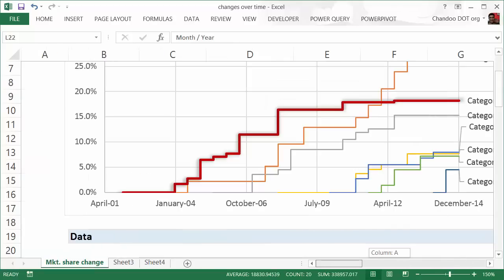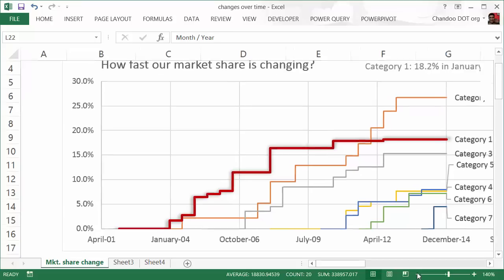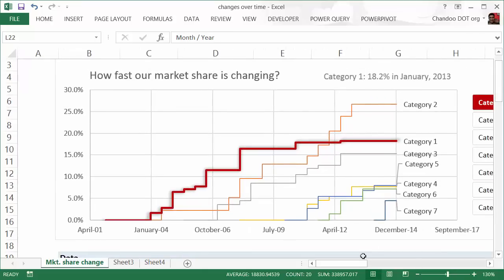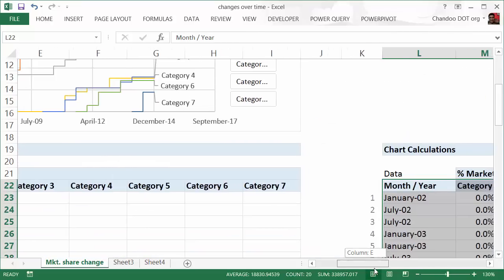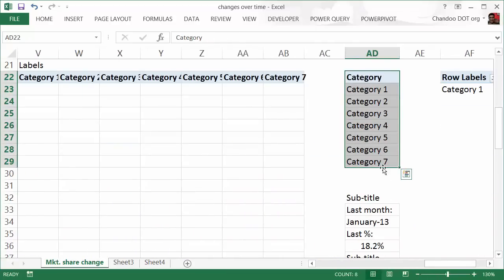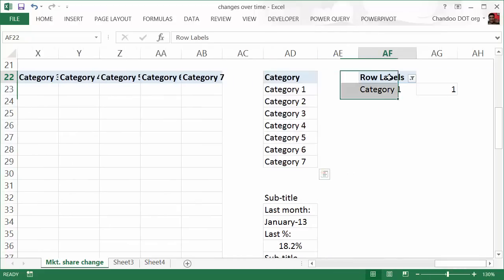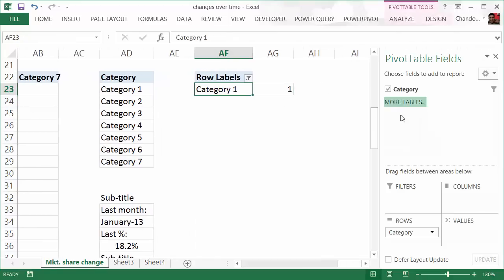So we create a stepwise chart that has 7 steps, one for each category. But what about the selected category in the slicer? Well, that's simple. What we do is set up the category names in a range like this, and insert a pivot table from that range alone and add a slicer to it, so that you have a harvester pivot, which is basically a pivot table purely used to understand what is selected in the slicer.